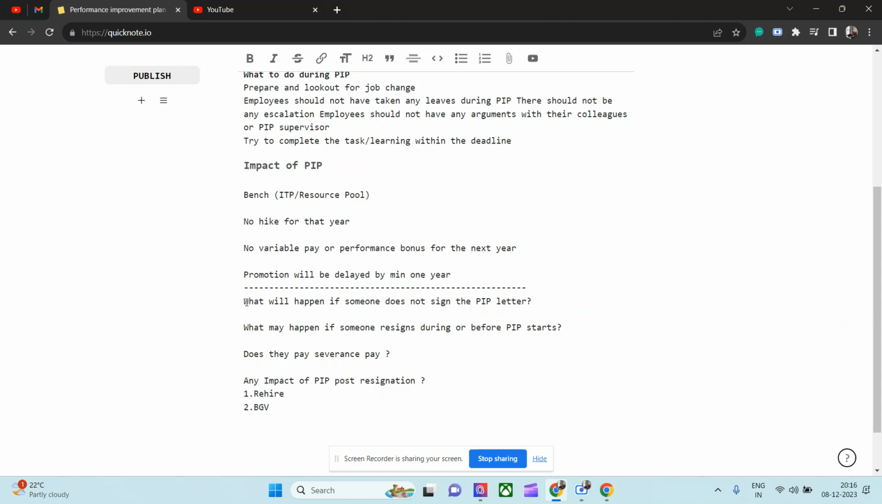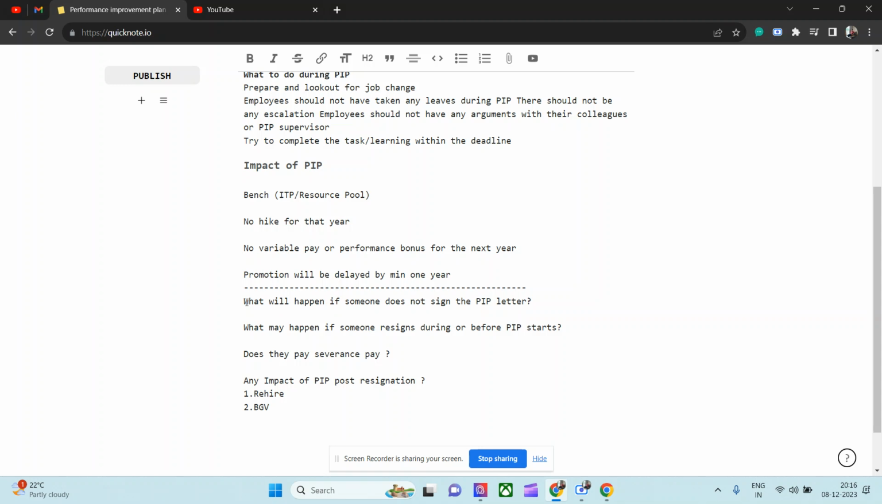And then definitely they will use it as evidence for PIP. Now, what will happen if someone doesn't sign the PIP letter? Then the termination will kick in, and the company or HR will terminate that employee. And the consequences are really bad, because usually big MNCs don't want to hire an employee who got terminated due to performance issues.